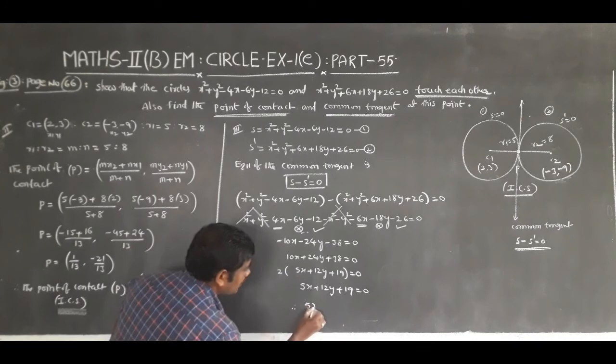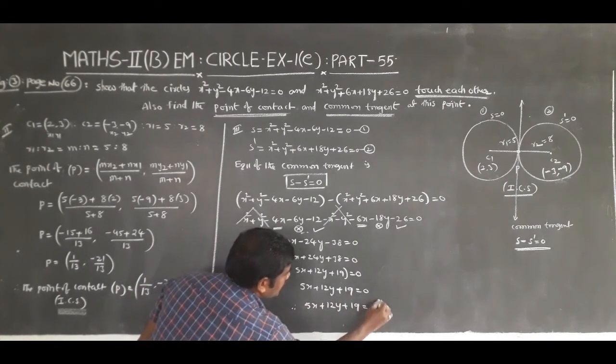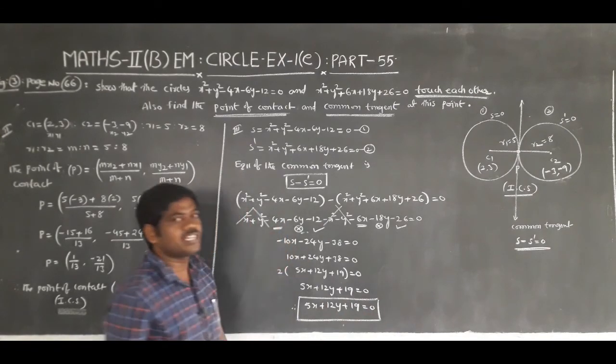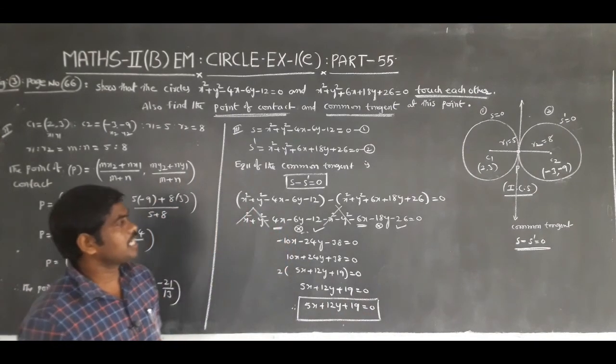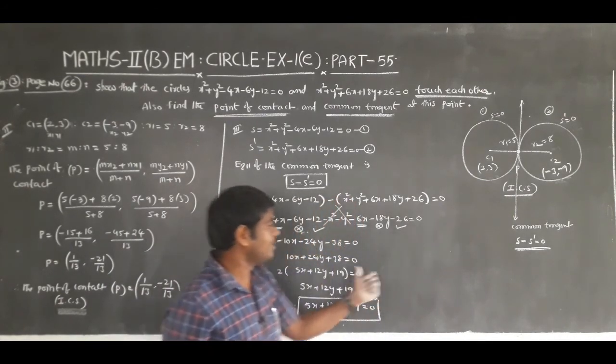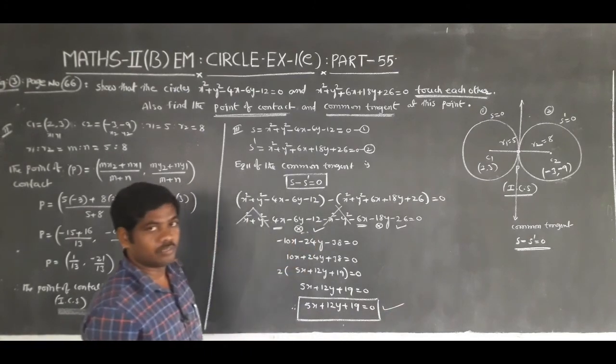Therefore, 5x plus 12y plus 19 is equal to 0 is the equation of the common tangent to the given circles.